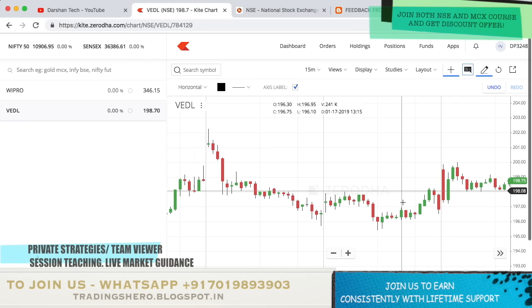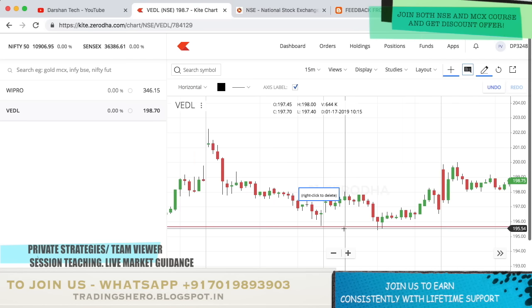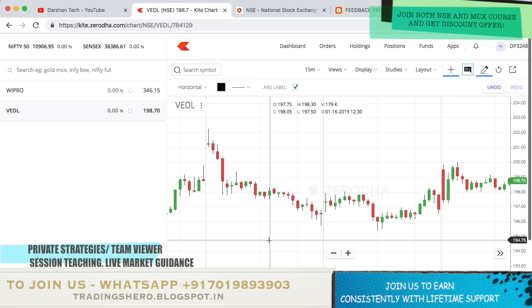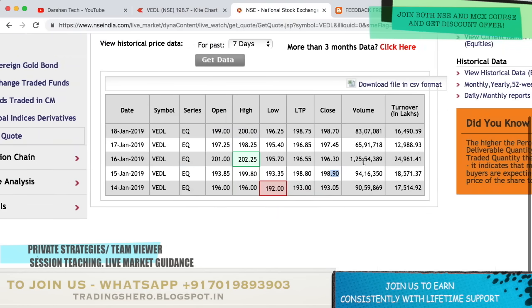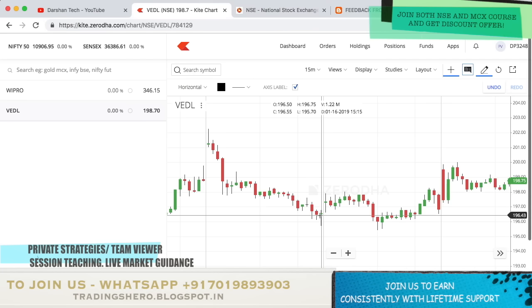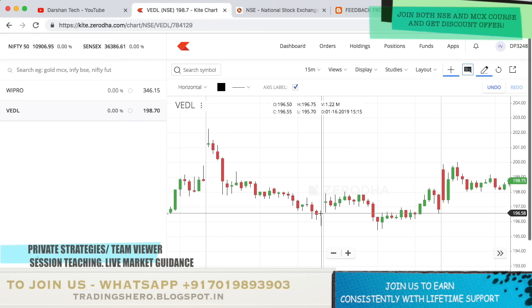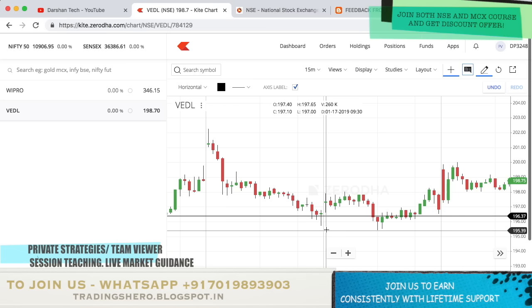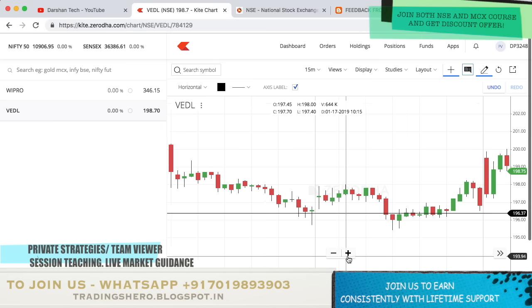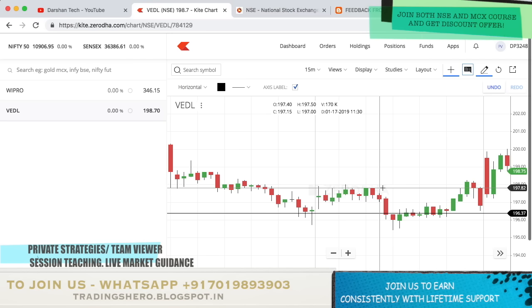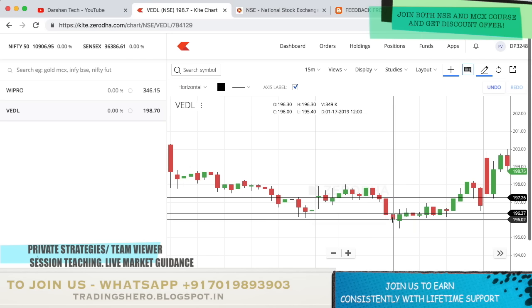Now let's assume you have to trade on the 17th. You have to observe the 16th January closing price. Let's say the January 16th closing price is 196.30. We will mark it here, 196.30. Now we will wait for the crossing candle for this price. Here is the crossing candle on the next day of trading. Now here you will mark the high and low of the crossing candle.